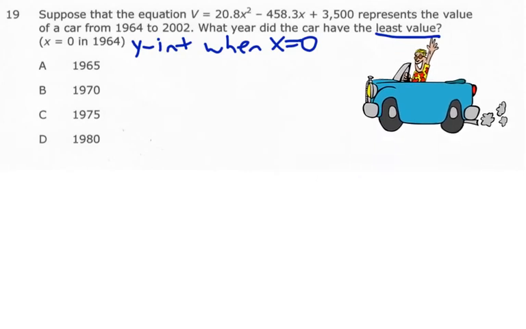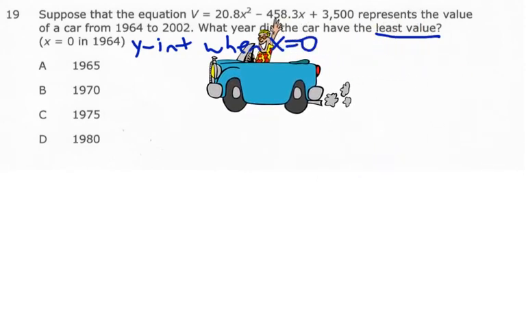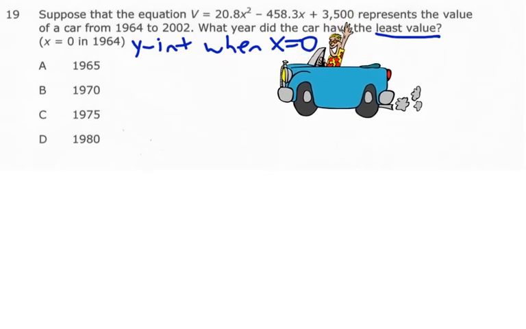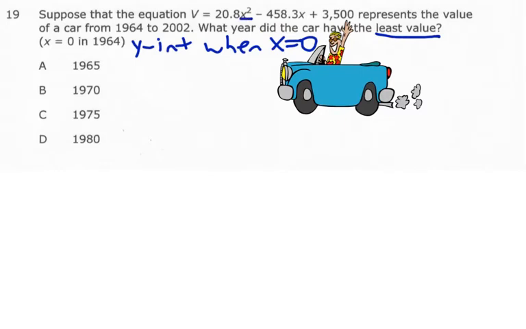If we drive over here to the equation, we're going to notice that the y-intercept's right there, the 3,500. Because if we plugged in 0 for x for both of these instances, that would be 0 minus 0, which is nothing, plus 3,500, so that is our y-intercept. I'd like to show you two ways to do this.